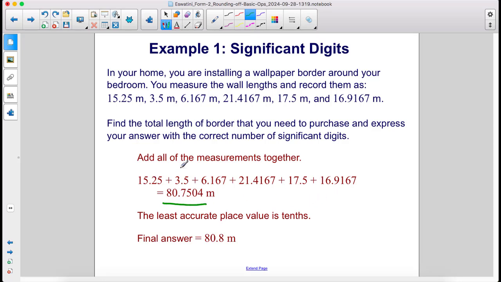But we have to look at the numbers. We see the least accurate place value is here, 3.5. That's in the 10th place. So therefore, we have to round to the 10th place. So we see the 7, we look to the right. Because it's 5 or greater, we're going to round that 7 up to an 8. And so our answer is 80.8 meters.